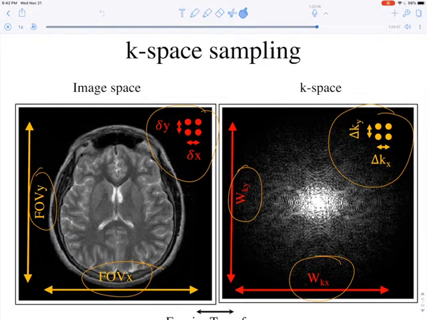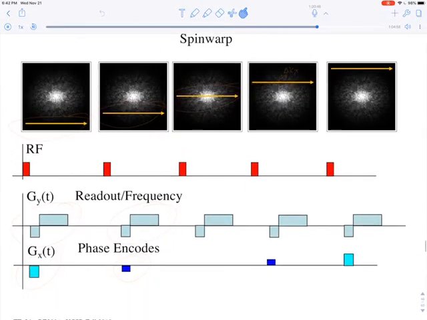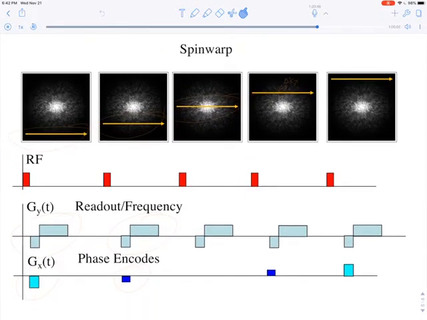So we're going to apply it to the spin warp pulse sequence. We're going to actually design an actual MR pulse sequence now and go through the design of that. Once again, each time we go through one of these readouts with a different phase encode value, we are acquiring a line in k-space.